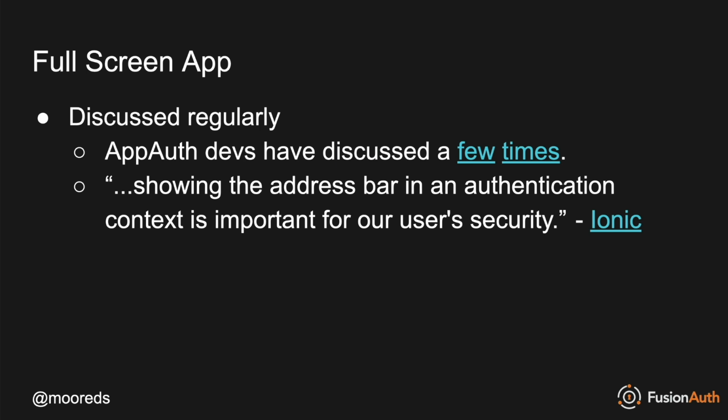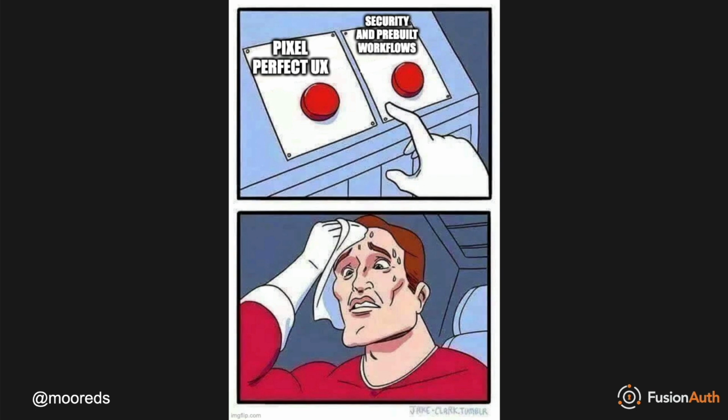AppAuth, which is a library that helps with authentication on mobile devices. They've discussed this a few times, and they keep coming back to the answer of, hey, we're going to follow the RFC. We're not going to hide the URL bar or make this look like part of your application. You can make it look like your application, but it's not going to look exactly like your application. So these are choices that you need to have a discussion with whenever you're considering building your mobile app and using OAuth and OIDC for your login process.